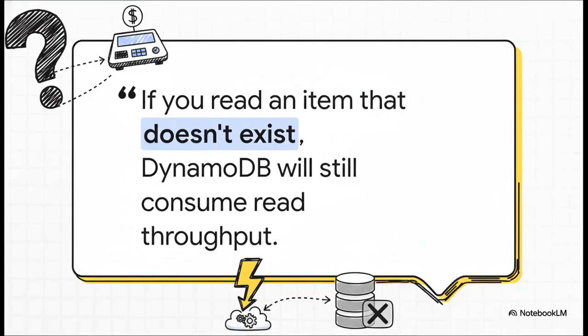Here is a super important warning, a pro tip, if you will. Reading something that isn't there is not free. You might think, well, if the item doesn't exist, it should cost me nothing, right? Wrong. DynamoDB still has to do the work to figure out it isn't there, and you still pay for it. A strongly consistent read for an item that doesn't exist, for example, will still cost you 1 full RCU.